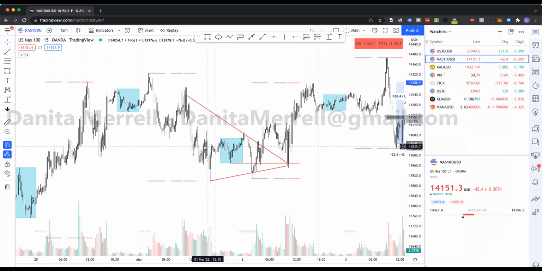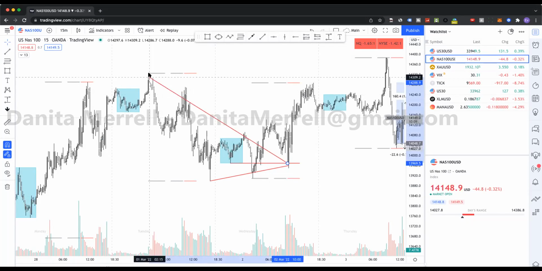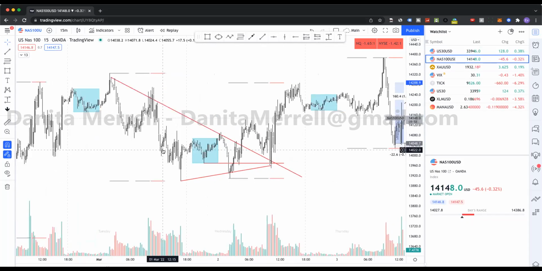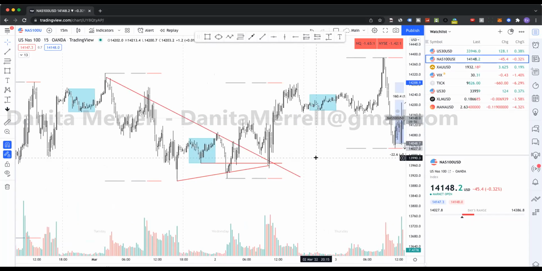Okay, so we can see we're making higher lows, and then now we've broken out of our wedge. Okay, you could even draw this to here if you want. Doesn't have to be perfect. Okay, it's just giving you the idea of the zone. Okay, so we can see the wedge and then the breakout. Okay, this is on a 15-minute chart.